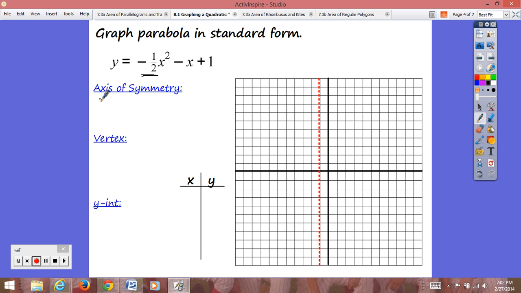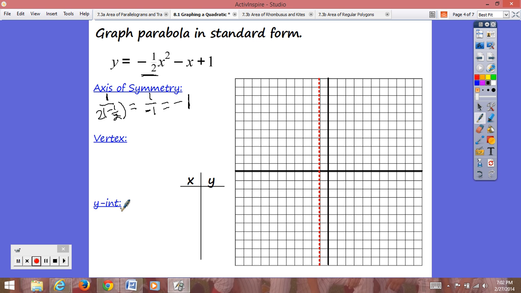Find our axis of symmetry. Take negative b, so our b is negative 1, so we're going to have positive 1 over 2 times negative 1 half. 2 times negative 1 half is negative 1. 1 divided by negative 1 is negative 1.